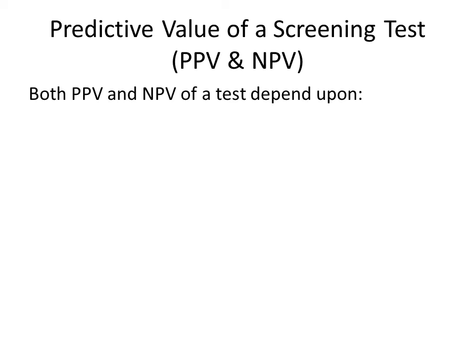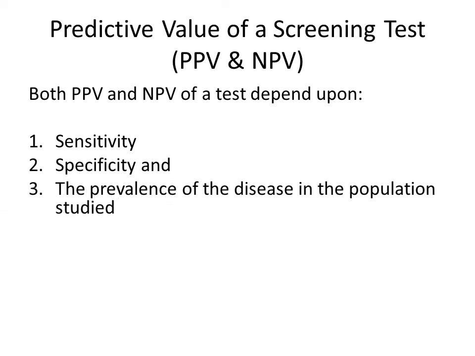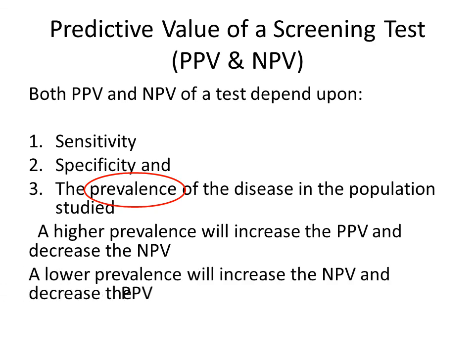Predictive value of a screening test, that is, predictive value of a positive test and predictive value of a negative test, depends upon the sensitivity, specificity, and the prevalence of the disease in the population studied. A higher prevalence will increase the positive predictive value and decrease the negative predictive value, and a lower prevalence will increase the negative predictive value and decrease the positive predictive value.